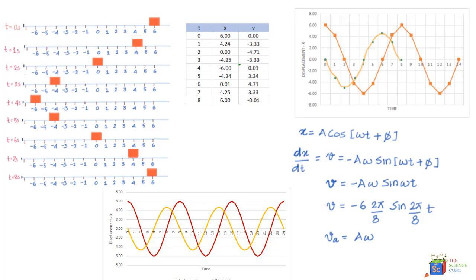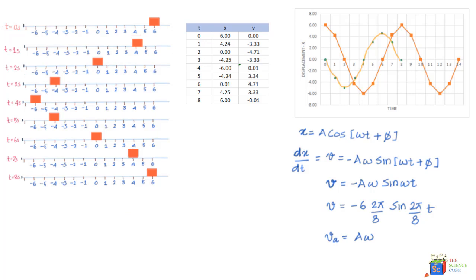Well, if we differentiate velocity function with respect to time, what we'll get is acceleration, or we can say that a is equal to dv upon dt. So let's go ahead and write that. So we'll write acceleration a is equal to dv upon dt, or the differential of velocity with respect to time, which is equal to d upon dt of velocity, which we have found as minus A omega sine omega t.